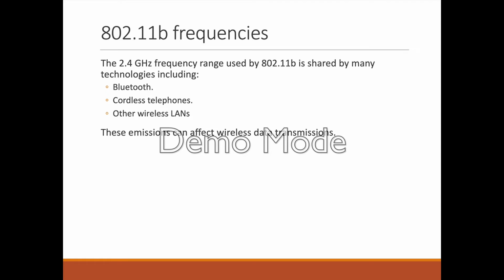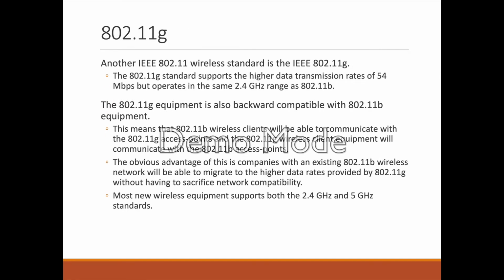The 2.4 gigahertz frequency range used by the 11b is shared by many technologies, including Bluetooth, cordless telephones, which maybe don't use as much, and other wireless LANs. So these emissions can affect wireless data transmission. 2.4 gigahertz is frequently used for that version. Another one is 11g. Another IEEE 802.11 wireless standard is the 11g. Its standard supports a higher data transmission rate of 54 megabits per second, but operates in the same 2.4 gigahertz range as 802.11b.